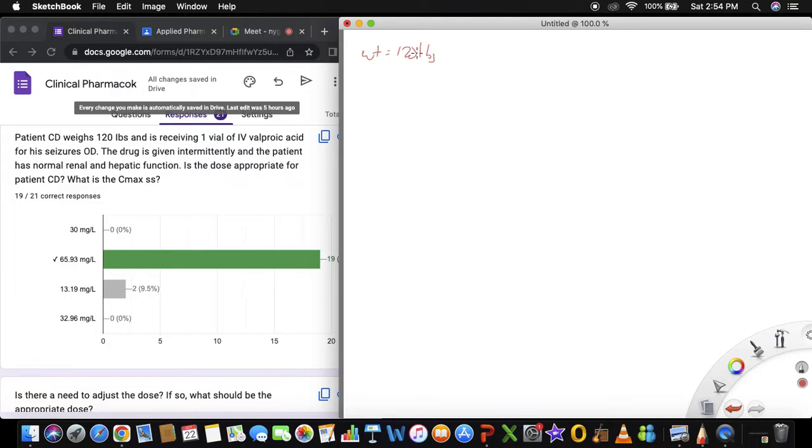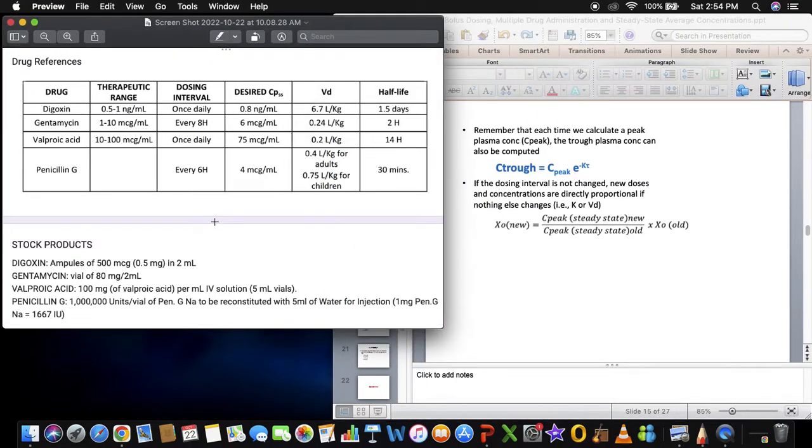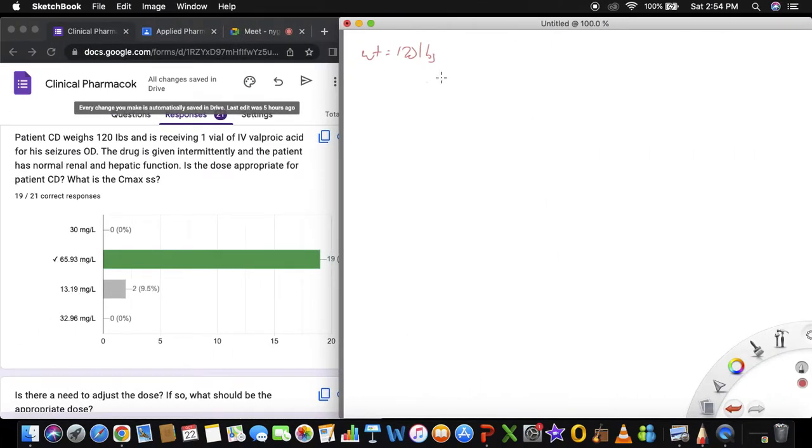Okay, so tingnan muna natin. 1 vial of valproic acid. Saan ba yan? Okay, 100 milligrams of valproic acid per ml, IV solution, and 1 vial contains 5 ml. So that's 500 milligrams. Okay, so dose here would be 500 milligrams. Okay, ang dosing interval natin is 24 hours kasi OD. Okay, and what else do I need?